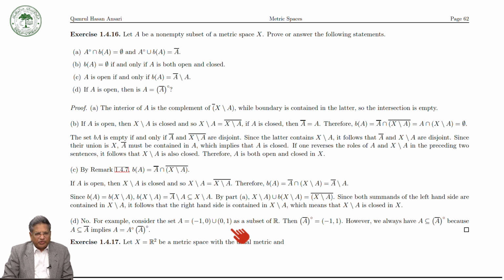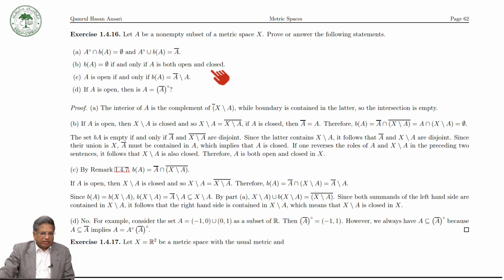So this you can prove by taking the interior of A as the complement of the closure of the complement of A, while the boundary is contained in the latter, and so the intersection is empty, and this way we can prove. So here, this is your whole closure, this is your bar. The second is that the boundary of A is empty if and only if A is both open and closed.